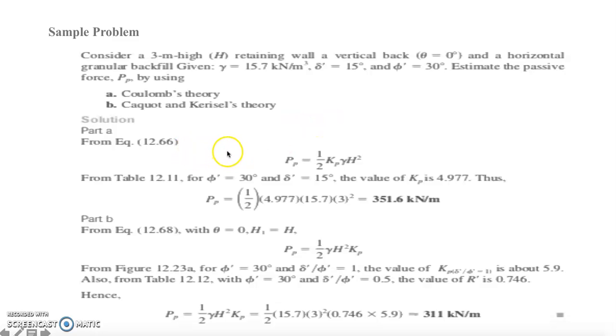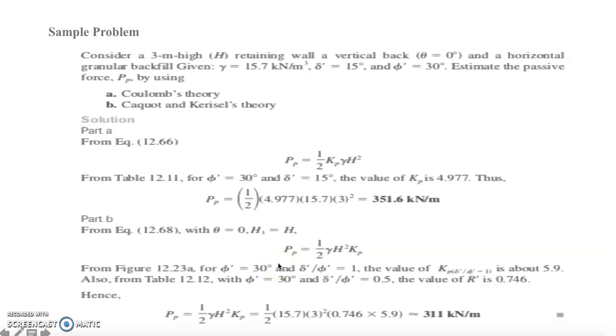For Coulomb theory, to compute for the passive force, you use this equation. We have to identify our phi prime and small delta prime so that we can have the value for K sub P. You can get the value for K sub P from table 12.11 and you substitute to this equation. It gives us 351.6 kilonewton per meter. Then for the second part, which is to solve using the Kakot and Keresel theory, theta is equal to 0 and h1 is equal to h.